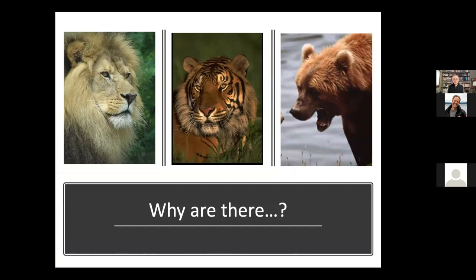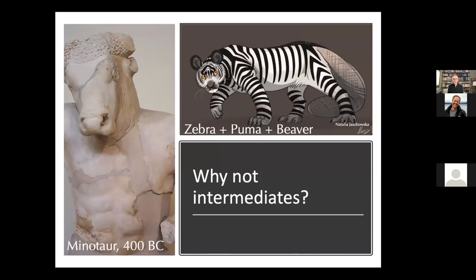Why do we have these things? Why are there these things we call species? Why are there these entities? Why do there seem to be relatively discrete units, at least among eukaryotes? Why don't we have combinations of a white bull and a human, or as this artist sees, a zebra, a puma, and a beaver? Why aren't there intermediates? Why don't we have algae that hunt the Serengeti? Why don't we have lions that photosynthesize? Why do we have these discrete things that do certain things?